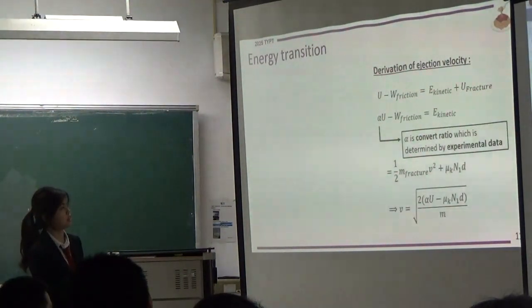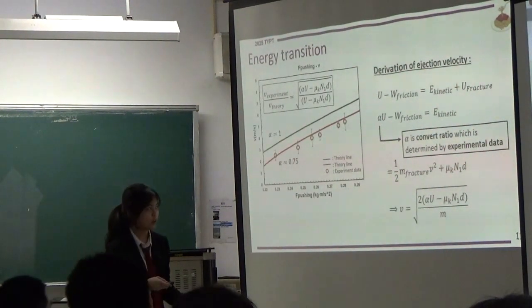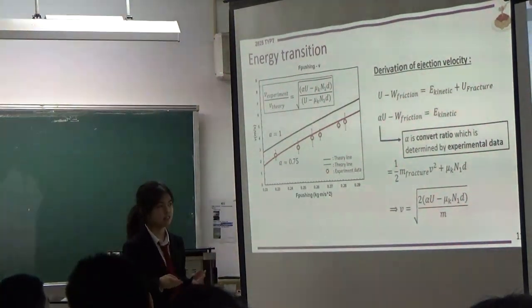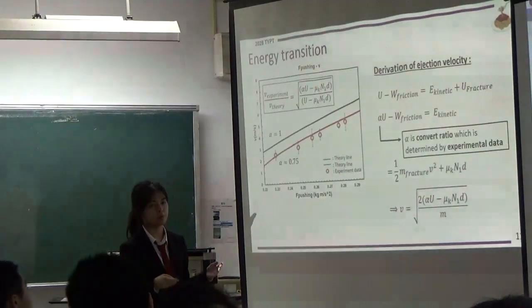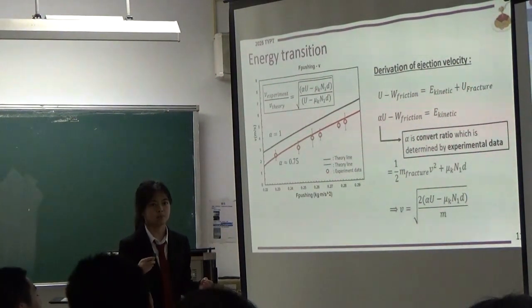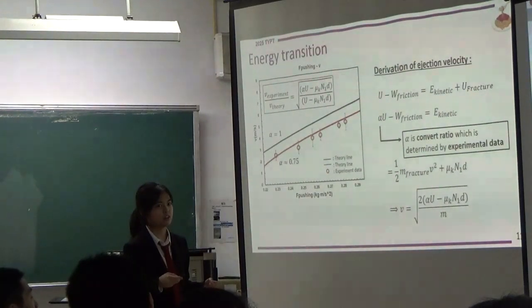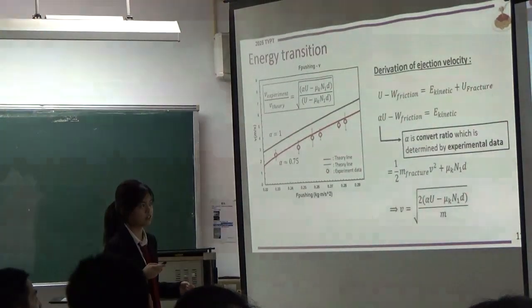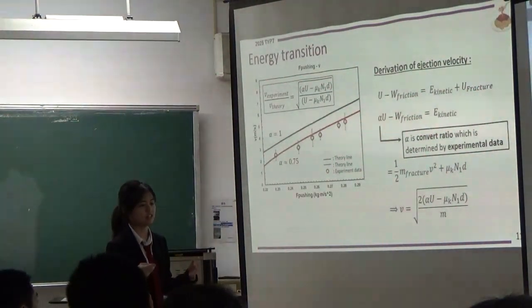Next, we'll move on to the energy transition. When the potential energy minus the negative work caused by friction, it will equal the kinetic energy and some other energy like fracture energy and heat.